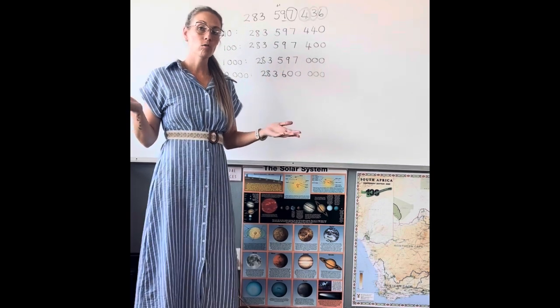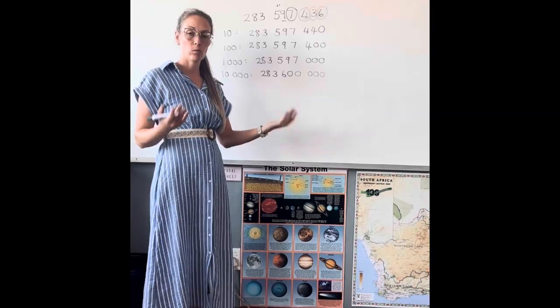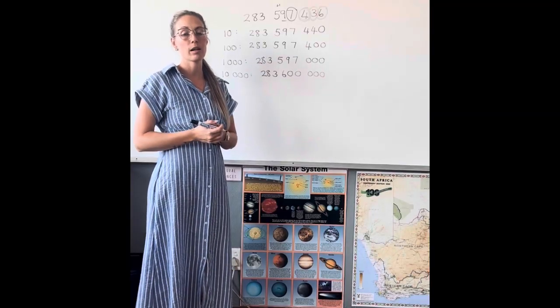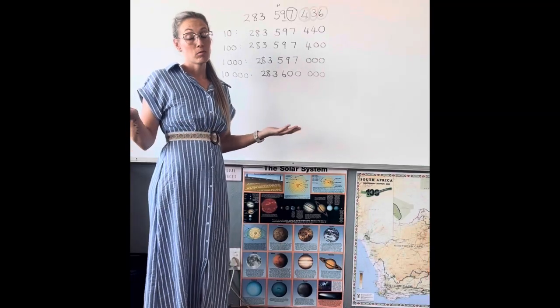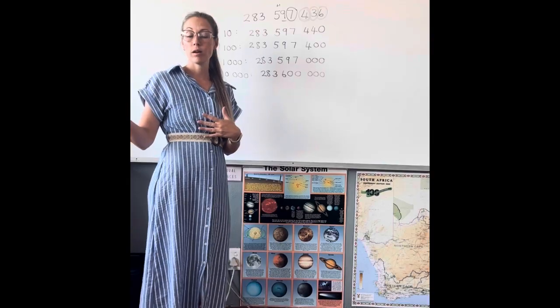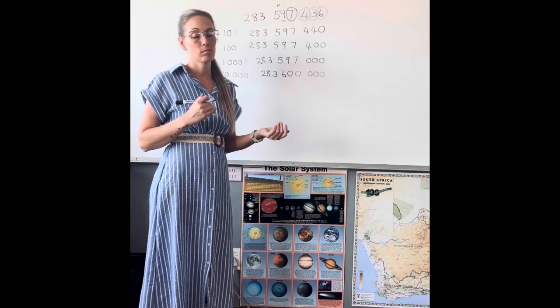And that is how you round off. Exactly the same pattern will follow with 10,000, 100,000 and a million. And remember the rhyme. If it's 5 or more, I add 1 more. If it's 4 or less, it stays the same.